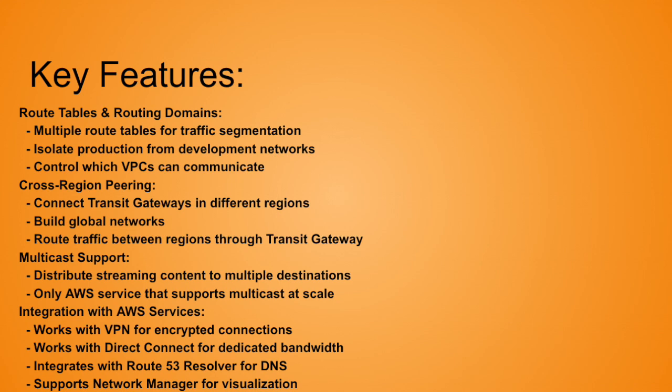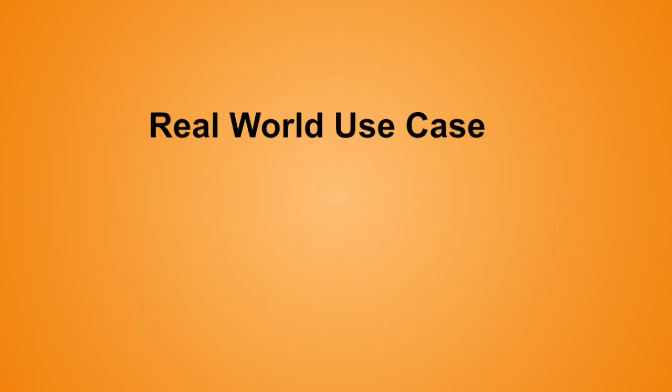Cross-region peering to connect transit gateways in different regions and build global networks, as well as route traffic between regions through transit gateway. Multicast support, so you can distribute streaming content to multiple destinations, and it's the only AWS service that supports multicast at scale. So a real-world use case for an enterprise hub: a company can have 50 VPCs across multiple AWS accounts, and transit gateway connects them all with centralized routing instead of over 1,000 individual peering connections.